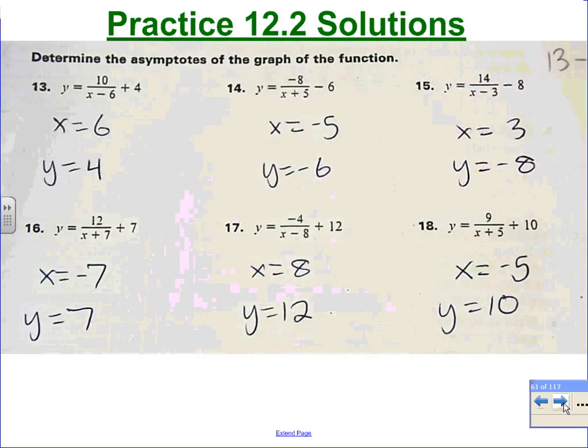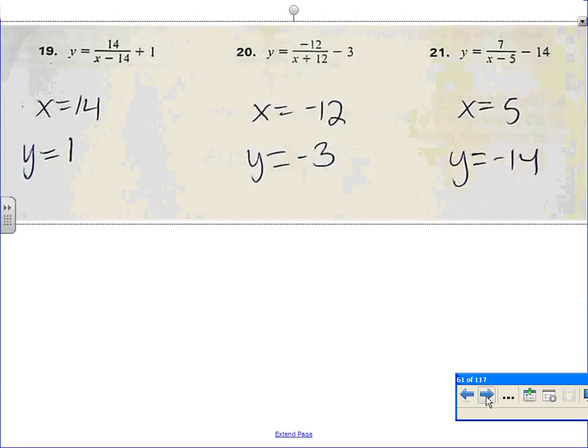18, x equals -5, y is 10. Domain, all real numbers except -5. Range, all real numbers except 10. Questions on this part before I go to the next page? Eric, you with me? Okay, 19, x equals 14, y equals 1. Domain, all real numbers except 14. Range, all real numbers except 1.